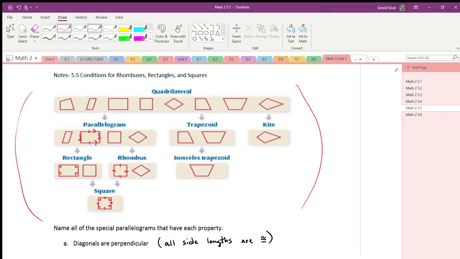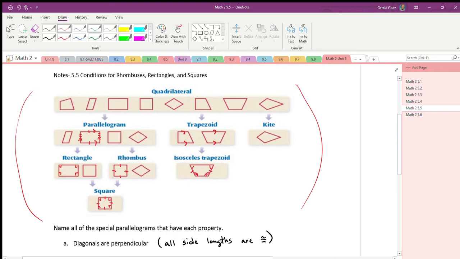Trapezoid is a type of quadrilateral. Now a trapezoid has only one pair of parallel sides, so that's important to know. Isosceles trapezoid is just like an isosceles triangle, except it's a trapezoid. So it means these two sides are congruent. Those two angles are congruent, and these two angles are congruent. We'll talk about that more next lesson.